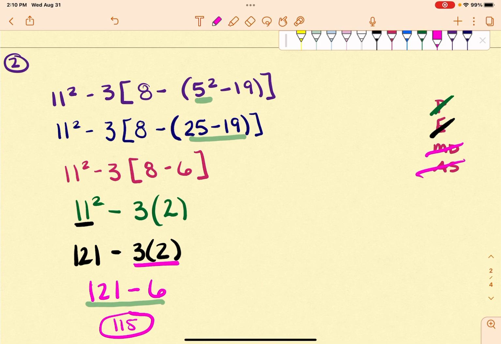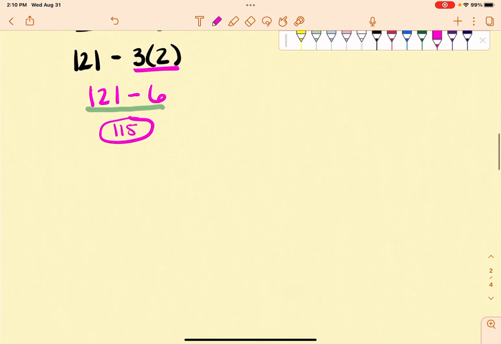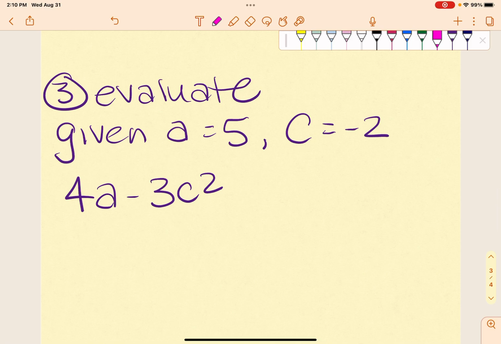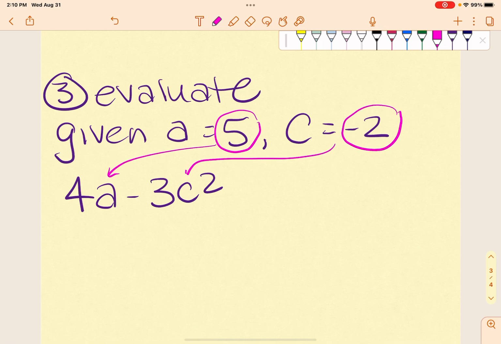Okay, let's take a look at one evaluation and we'll call it good. So remember, evaluation is when you plug stuff in. So I'm going to evaluate given A is 5 and C is negative 2. So that means this has to go in here, and this has to go in here. So 4(5) minus 3(negative 2) squared. Remember how important we said it is when you put this in there, if it's negative especially, you've got to use that parenthesis around it.